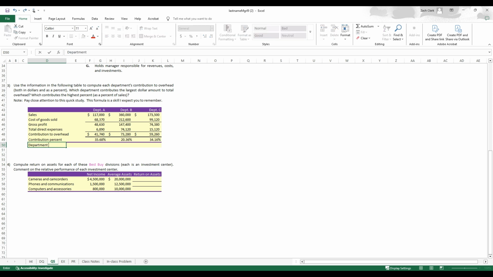So we'll write this in. So Department B has the highest dollar amount of contribution to overhead, but Department A has the top percent. Let's just do it that way. Fits in there. Oh, spelled that wrong.